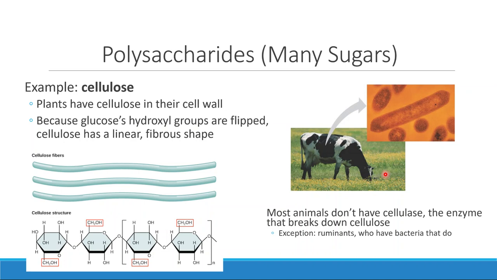The only reason we would say that they have cellulase is because inside their digestive tract, they have bacteria that have cellulase. So as they're chewing on the grass, as they're chewing on plants, those bacteria are able to access that cellulose and chop it up into glucose that those animals can then use. But for the most part, humans are not able to digest this polysaccharide called cellulose.